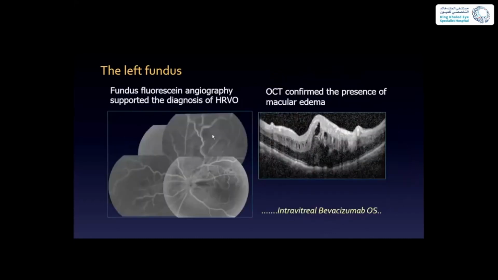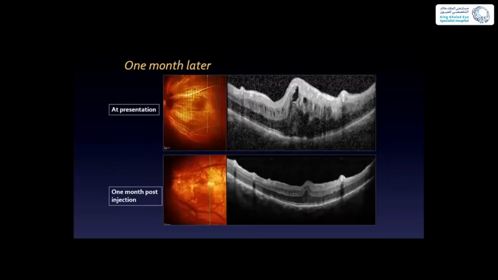And the fluorescein angiogram did indeed support the diagnosis of hemiretinal vein occlusion, and on an OCT you could see the retinal thickening and the presence of macular edema with fluid in the outer plexiform layer. So intravitreal bevacizumab was given. A month later, the patient did much better. He was very happy. But when we looked at the OCT, we realized that there was a little bit of fluid remaining. And so we were questioning, is this residual macular edema?